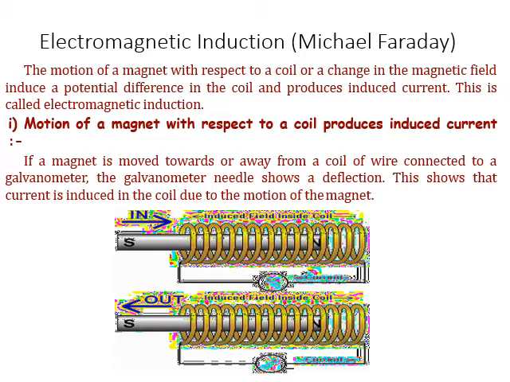If a magnet is moved towards or away from a coil of wire connected to a galvanometer, the galvanometer needle shows a deflection. This shows current is induced in the coil due to the motion of the magnet.